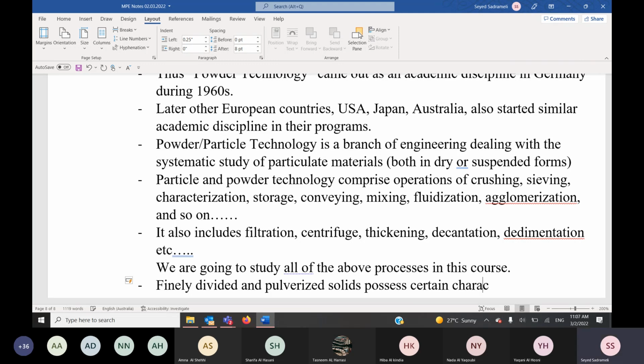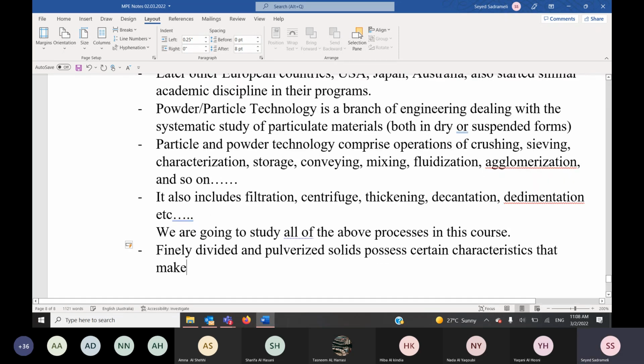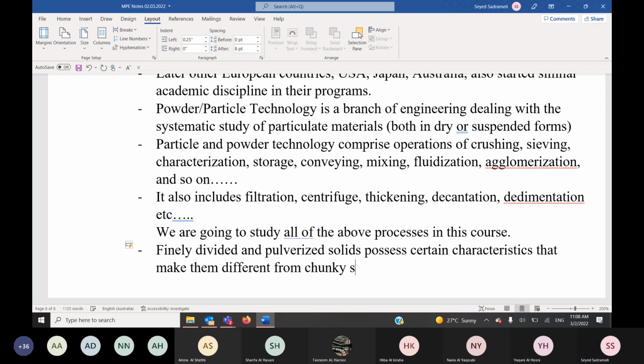Their characteristics make them different from chunky solid. Hence, they cannot be studied under material science.